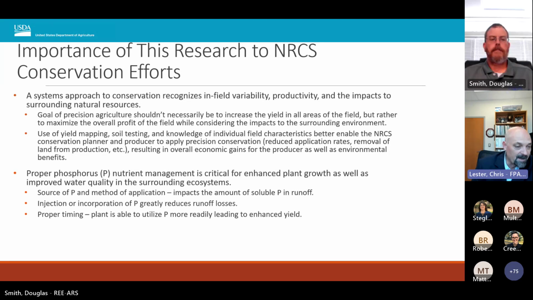Proper phosphorus nutrient management is critical for enhanced plant growth as well as improved water quality in the surrounding ecosystems. The source of phosphorus and the method of application impact the amount of soluble phosphorus in runoff. Injection or incorporation of phosphorus greatly reduces runoff losses. With proper timing, the plant is able to utilize the phosphorus more readily, leading to an enhanced yield.